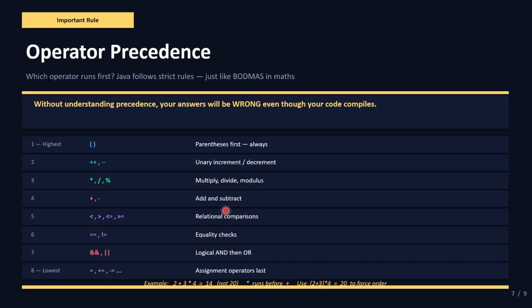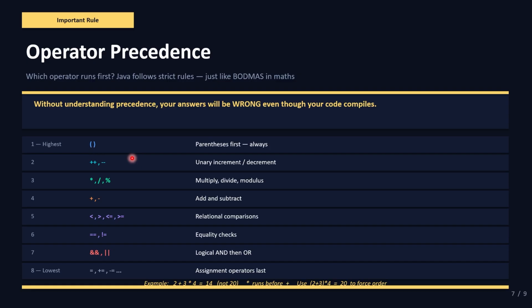Just like how you have the BODMAS rule in mathematics, similarly you have priorities or precedence which need to be followed whenever solving an expression. The highest priority is parenthesis. Whenever you see an expression which contains parenthesis, you first solve the parenthesis, followed by an increment or a decrement operator, right? After that, the third priority goes to multiplication, division and modular division.